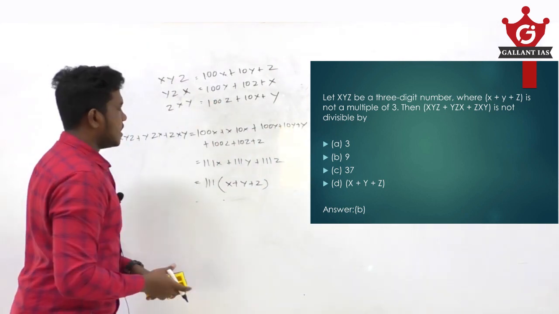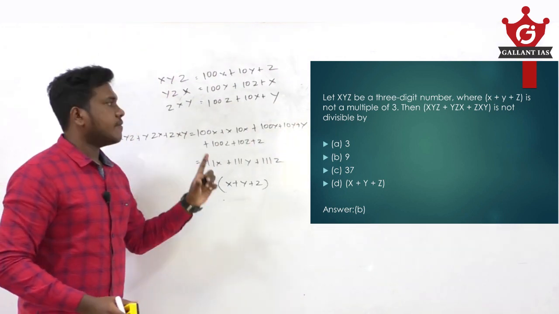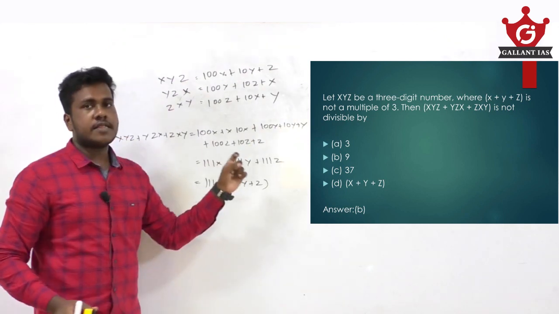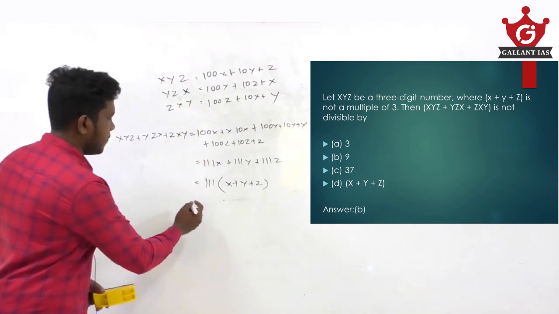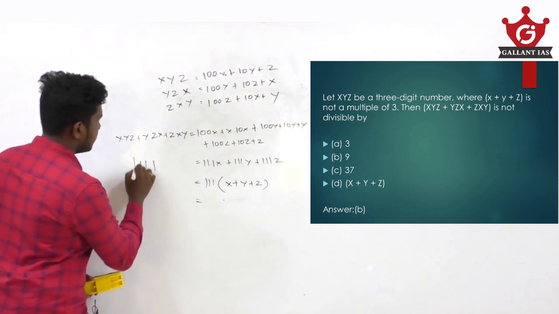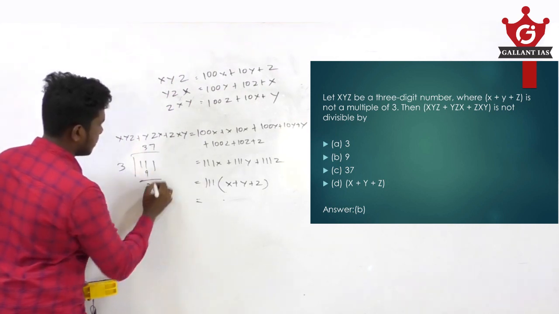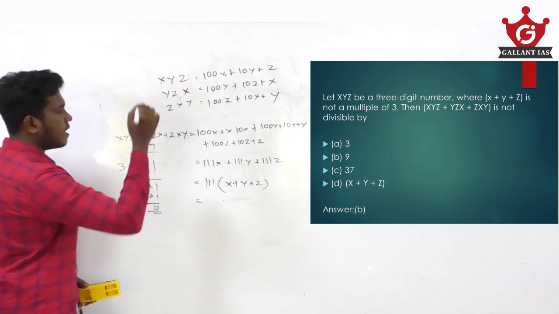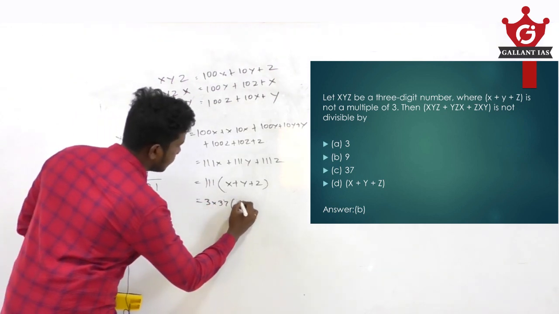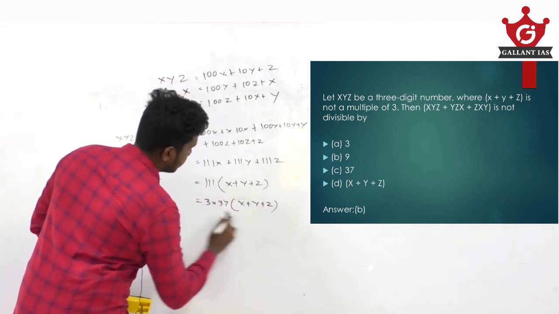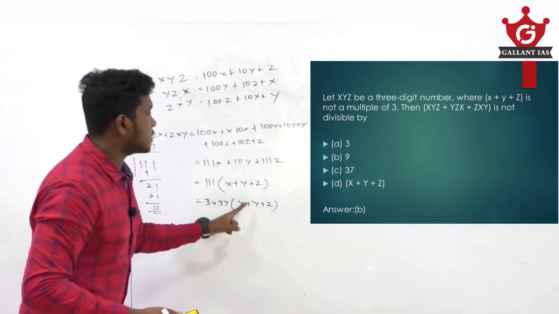So now let's check whether 111 is divisible by 3. If 111 is divisible by 3, then we can eliminate it. If it is not divisible by 3, of course A will be the answer. 111 divided by 3: 3 3s are 9, 3 7s are 21. Yes, 111 is divisible by 3. So it is nothing but 3 into 37 into (x plus y plus z). So you got the final answer as 3 into 37 into (x plus y plus z).